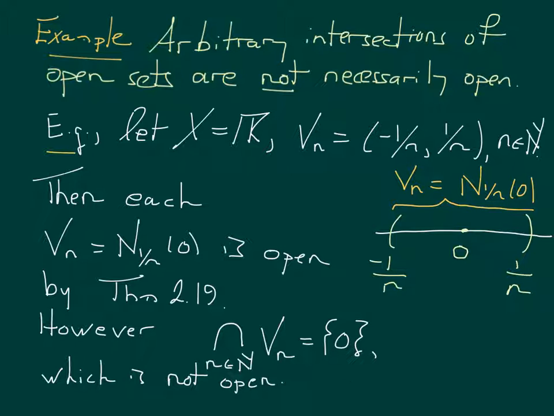Okay, so what does that mean? We've got a collection V sub n of open subsets of R, and now let's look at the intersection of all these V sub n's. And if we intersect all these V sub n's, what we're going to get is the singleton set {0}. I'm going to give the details of how to show that in a second, but let's notice first that this intersection, which is {0}, is not open.